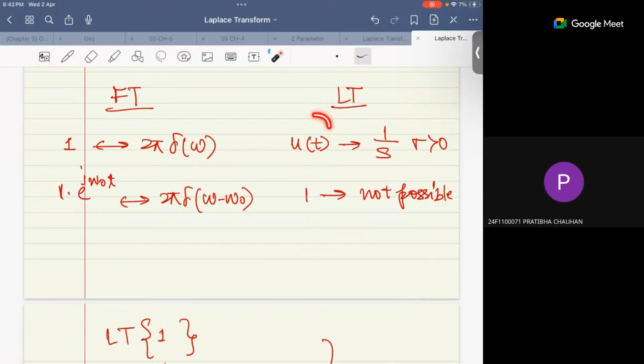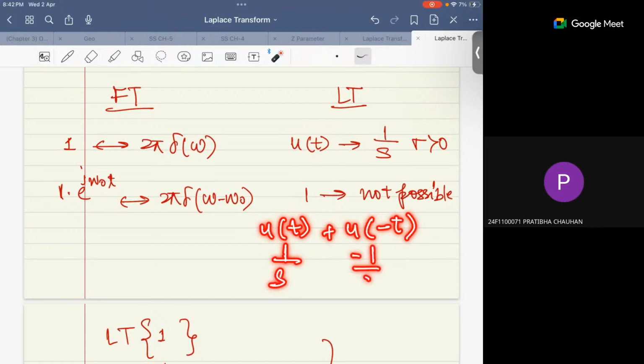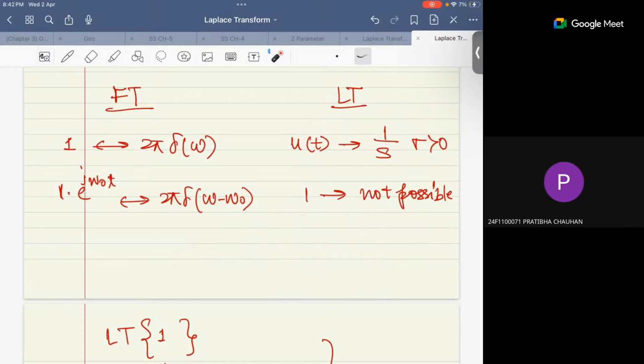I already told you about the unit step function also, 1 upon s. For the signal 1, the Laplace transform is not possible, and you can see that also. Why? Because 1 you can write as u of t plus u of minus t. For this signal it will be 1 upon s, for this signal minus 1 upon s. But the problem here is the ROC. Here sigma greater than 0 and here sigma less than 0. There is no intersection. So that's why for the function 1, the Laplace transform is not possible.